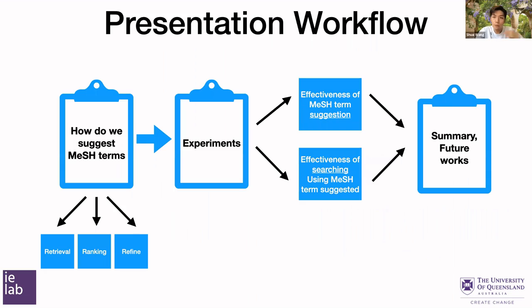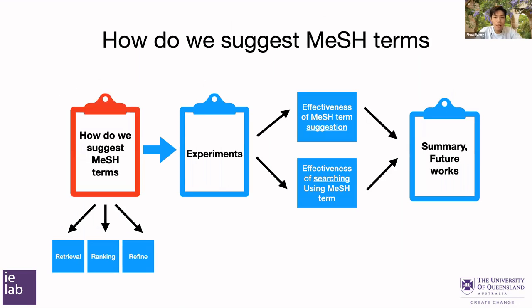In this presentation, we'll first explain how we suggest MeSH terms, which includes MeSH term retrieval, MeSH term ranking, and MeSH term refinement. Next, we're going to talk about our experiments, which include two experiments. The first experiment is to find the effectiveness of MeSH term suggestion, and the other experiment is about the effectiveness of searching using the suggested MeSH term queries. In the end, we'll summarize our key findings and some future opportunities we can explore in this field. Let's first talk about how we do the suggestion of MeSH terms.